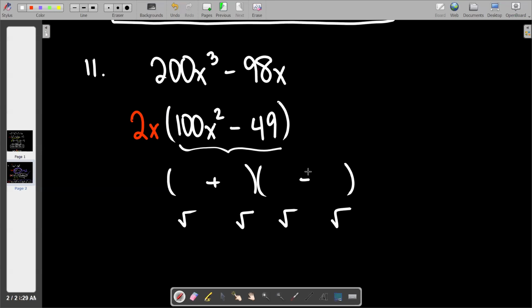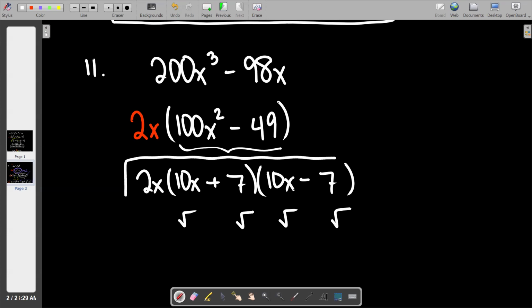What's the square root of 100x squared? So I put a 10x here and a 10x here. What's the square root of 49? So I put a 7 here and a 7 here. And before I get too excited, bring down your GCF, put a box around it. Done. Any questions on number 11?